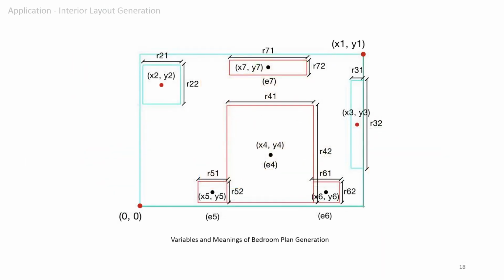To prepare the data for training, the geometries were then moved to the original point based on the left-down vertex of the bedroom boundary. So the bedroom boundary can be represented as x1, y1. Then for the door and the window, x2, y2, and x3, y3 represent their center points, while r21, r22, r31, and r32 represent their side lengths. Therefore, the input layer should contain 10 neurons.